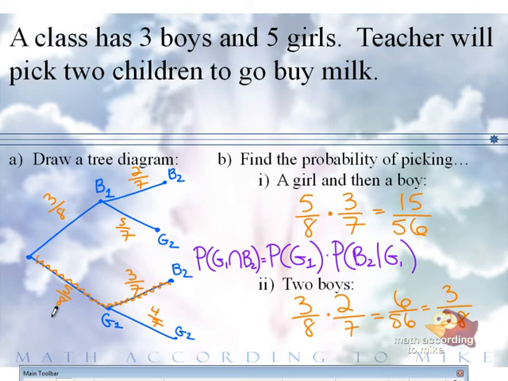So what's B sub 2, or II? The 3/8 represents the probability of what? Picking a boy first. And the 2/7 represents? Given. So that is the probability of picking a boy first and picking a boy second.